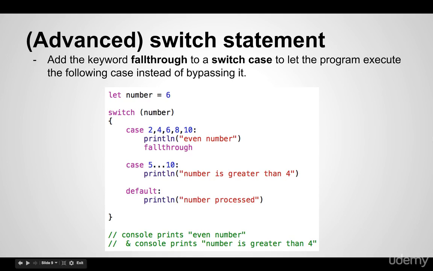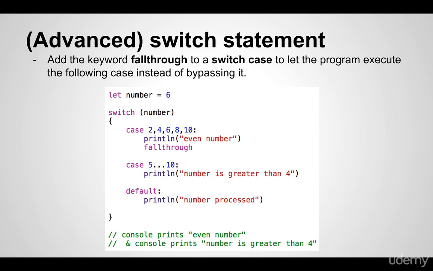And finally, another advanced feature of the switch is that you can use fallthrough to a switch case that lets the program execute the following cases. Because what's going on in a regular switch statement, as soon as it finds a case, it stops there and moves on. But if you have multiple cases that may be okay, you want to use the word fallthrough.